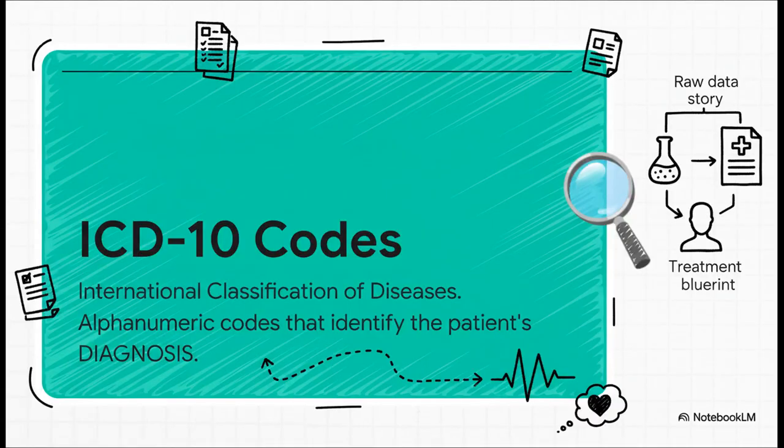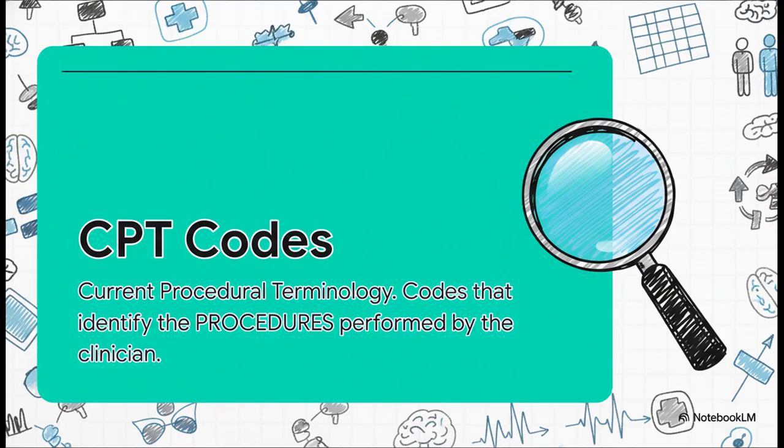Next, you've got to speak the language of the insurance companies, and that means codes. Think of them like hashtags for billing. The ICD-10 code is the what's wrong code. It tells the system what the diagnosis is. So instead of writing out aphasia, you just pop in R47.01. It's a universal language.